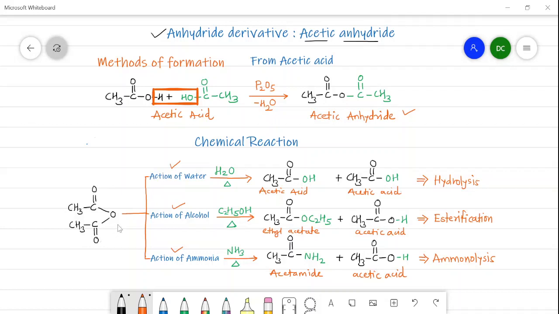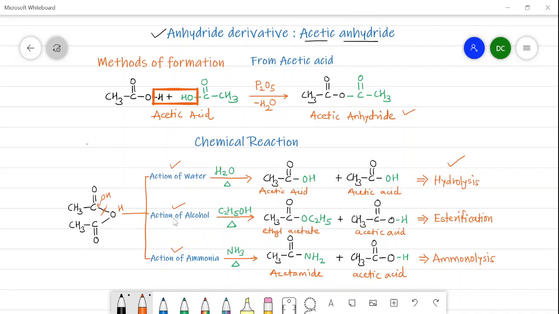So the acetic anhydride, when it reacts with water under heating condition, then this CO bond and this CO bond will break down to form acetic acid molecules. That is two molecules of acetic acid. It is called hydrolysis. So upon hydrolysis, the OH group will attach to this carbon with the breaking of this bond, and hydrogen will attach to this oxygen. So CH3COOH, CH3COOH. This is called the action of water on the acetic anhydride.